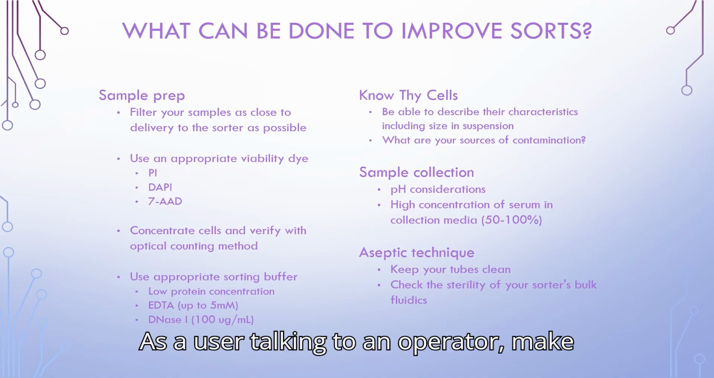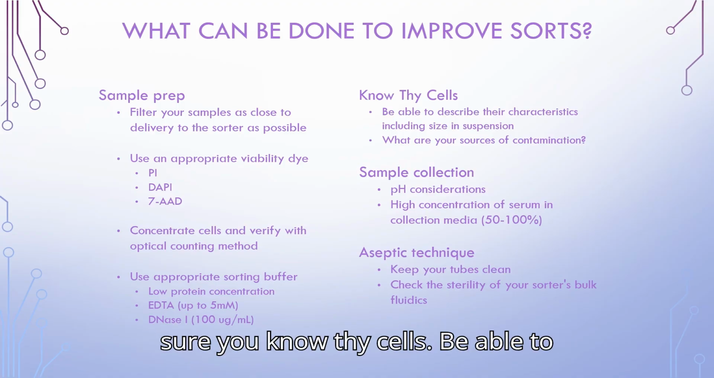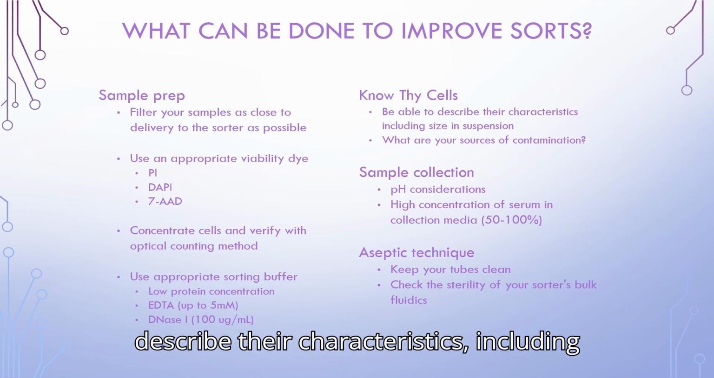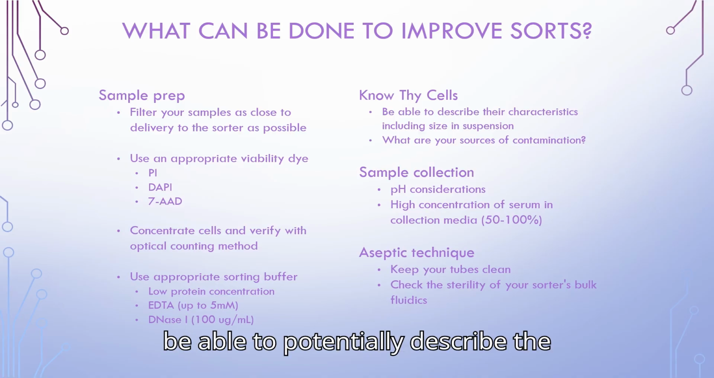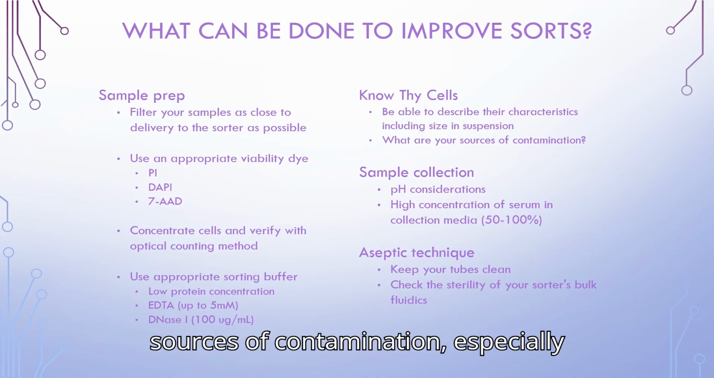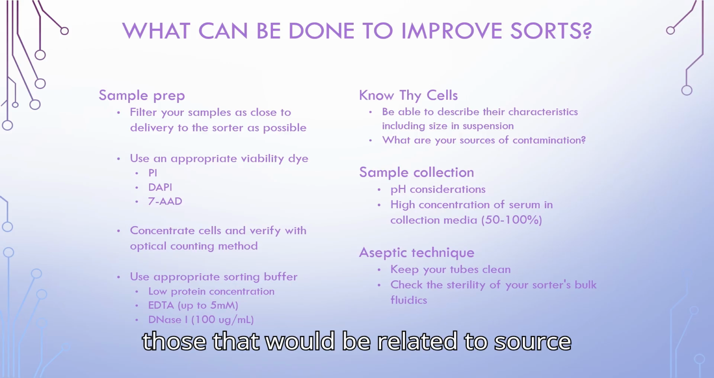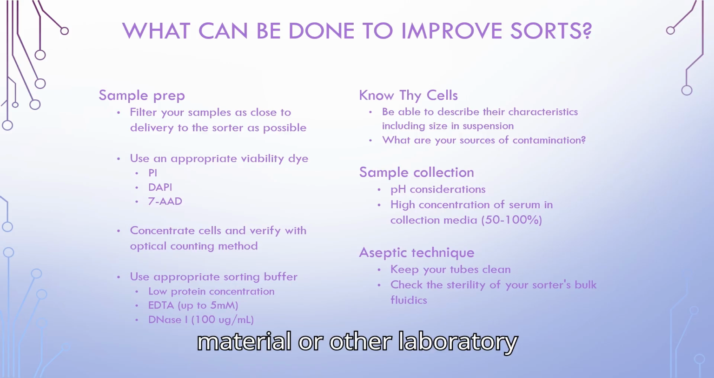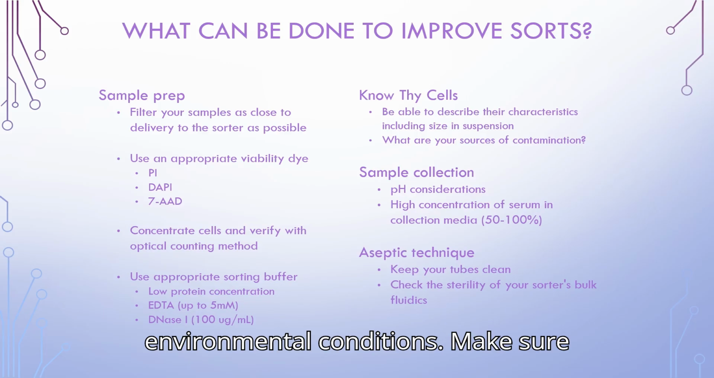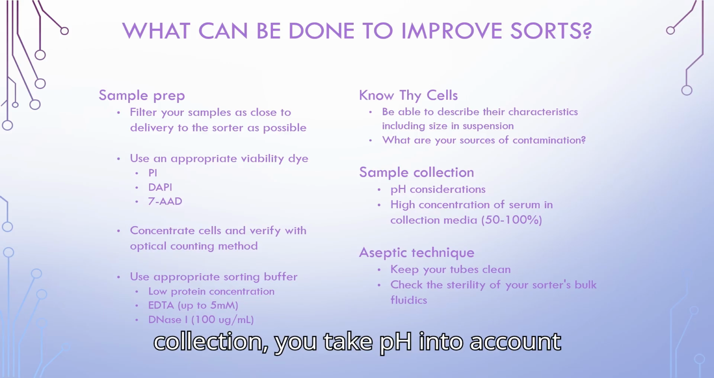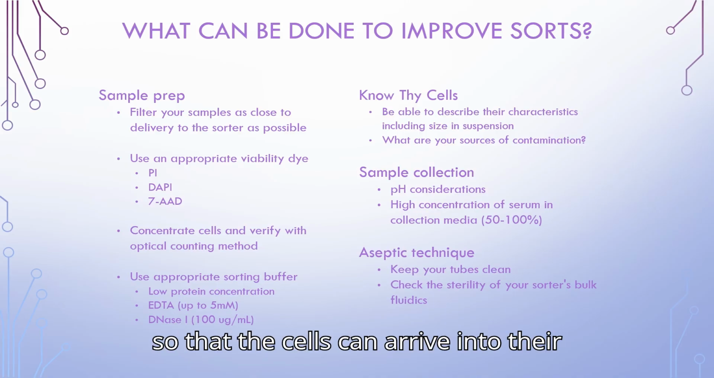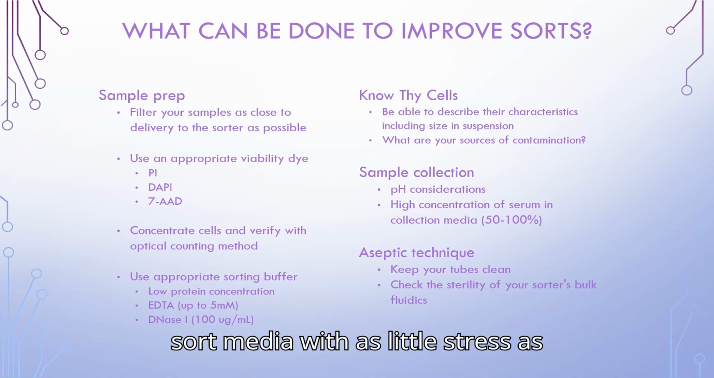As a user talking to an operator, make sure you know thy cells. Be able to describe their characteristics, including their size and suspension. Also, be able to potentially describe the sources of contamination, especially those that would be related to source material or other laboratory environmental conditions. Make sure that when you set up your sample collection, you take pH into account so that the cells can arrive into their sort media with as little stress as possible.